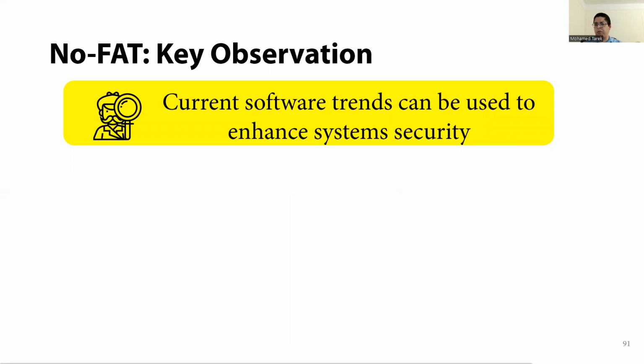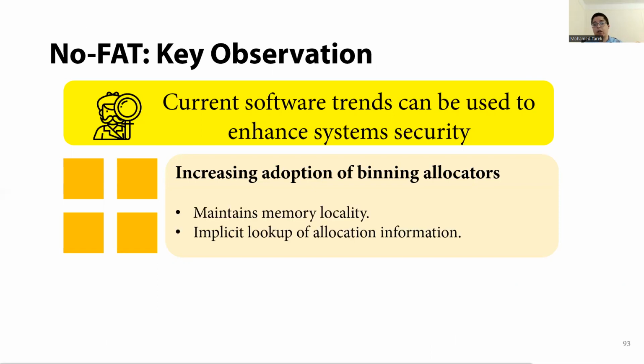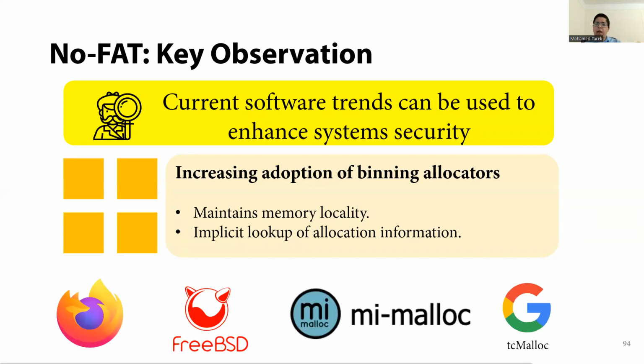The key observation of this work is that current software trends can be used to enhance system security. One example of such software trends is the increasing adoption of binning memory allocators. Binning memory allocators are typically used to enhance performance by maintaining memory locality. Examples of binning allocators include gmalloc, which is used in Firefox and as a default allocator on FreeBSD, the memalloc from Microsoft, and tcmalloc from Google.